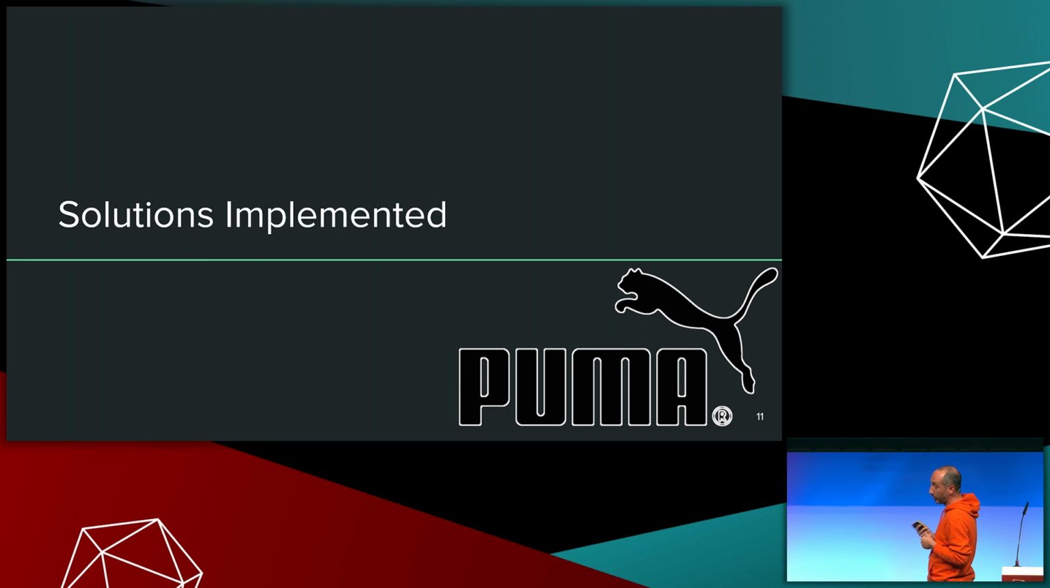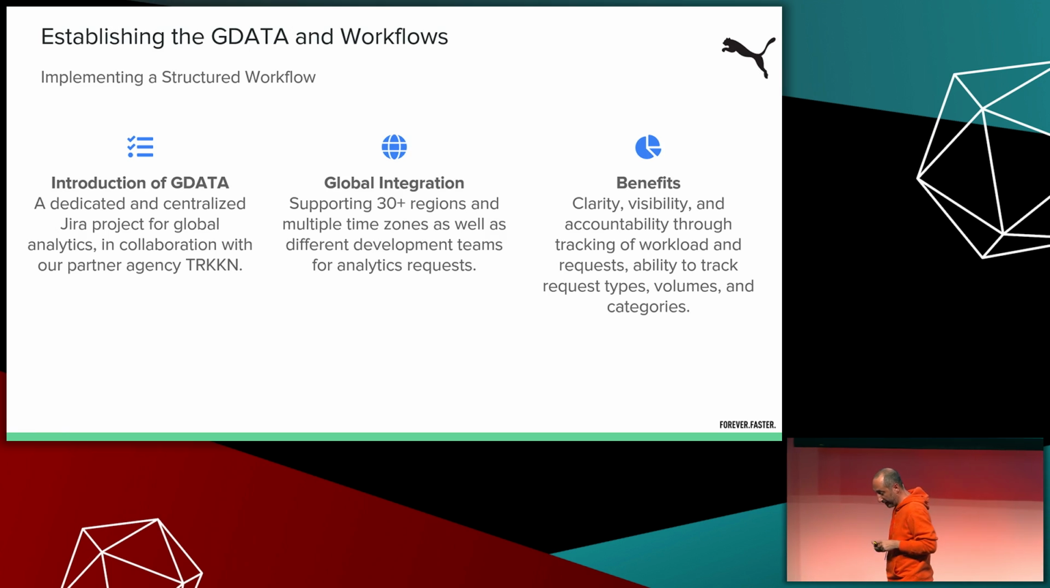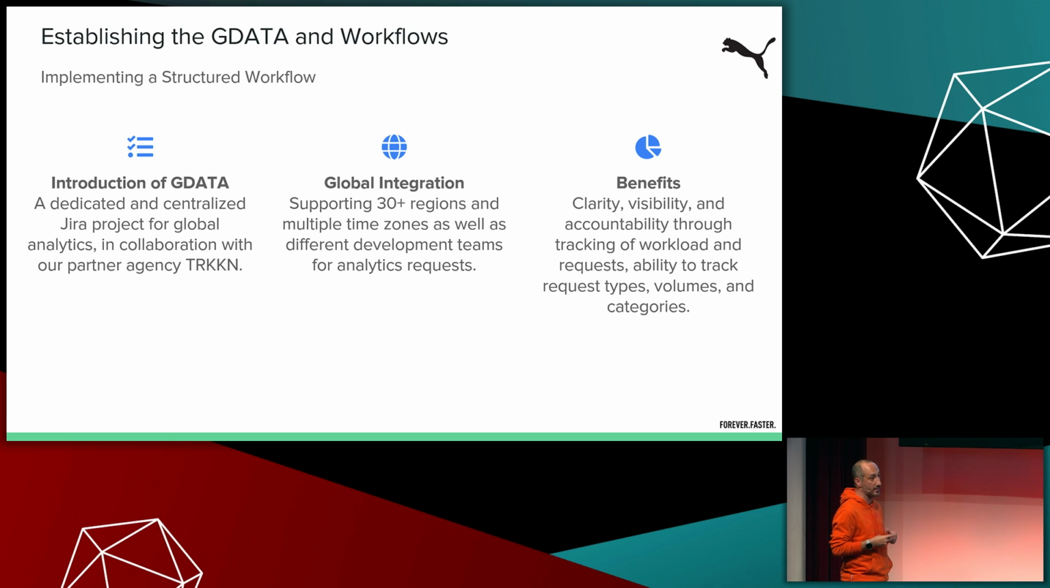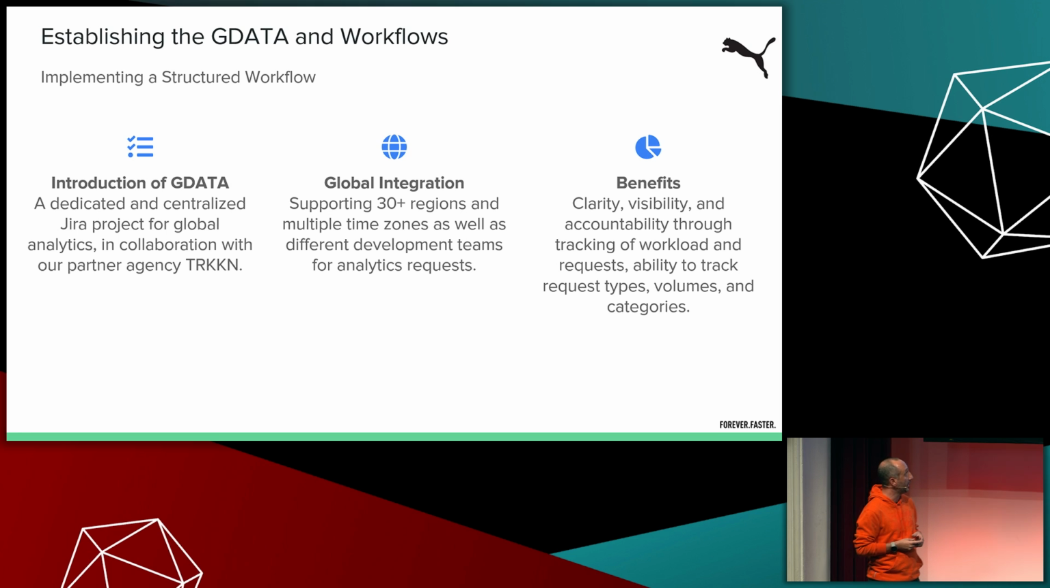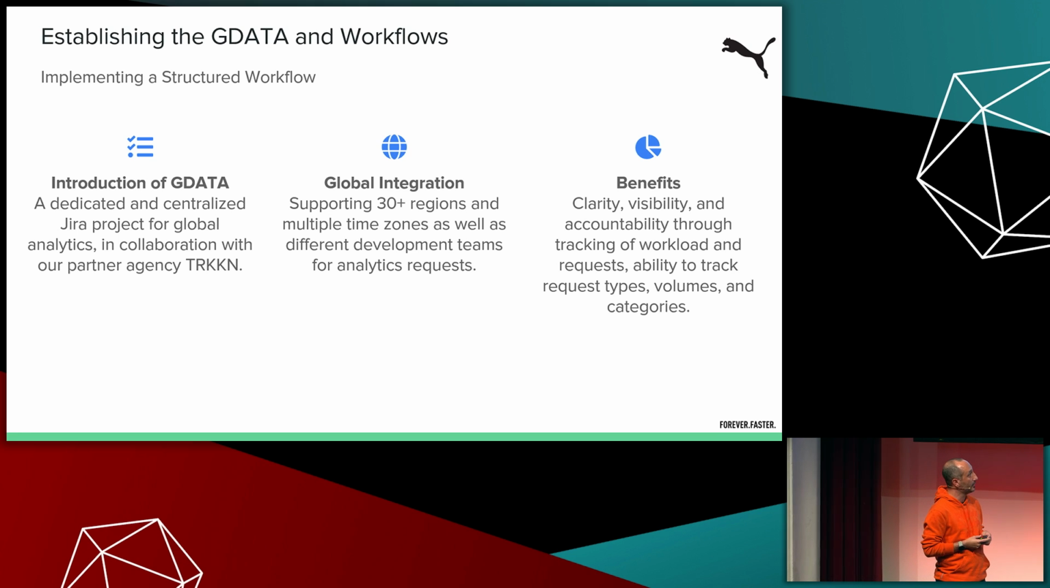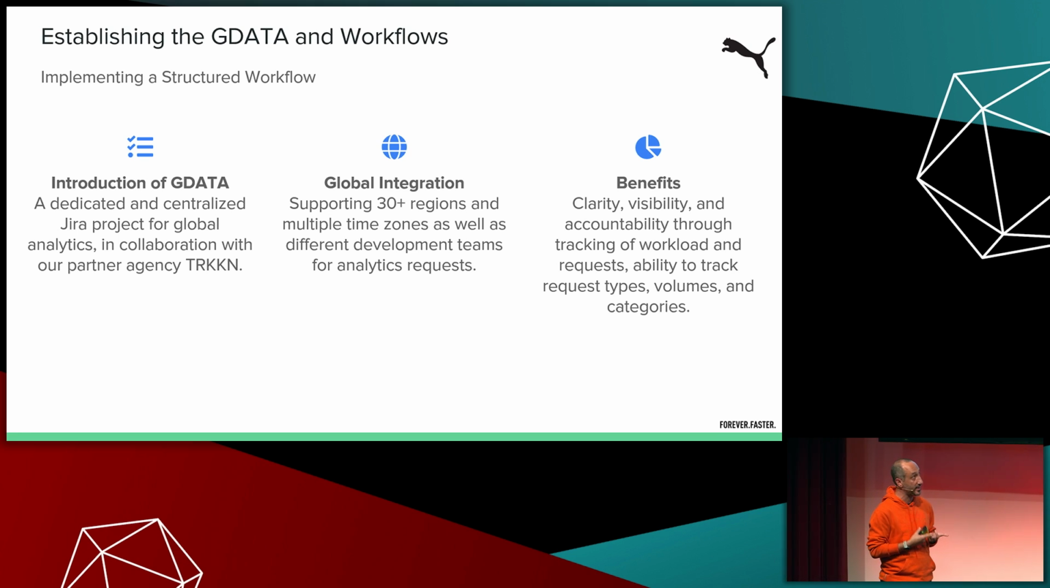Now I will go to the solutions that we implemented, how we tackled these problems, and what we tried to achieve. So first of all, we created this Jira project called GData, which is the global data project that we have, in collaboration with the track and support team. In this one, everything is coming together from the regions or the global teams. We support 30 plus regions in multiple time zones and different development teams, since we have different platforms, unfortunately. And the benefits were obviously clarity, visibility, accountability, and tracking of the workload.